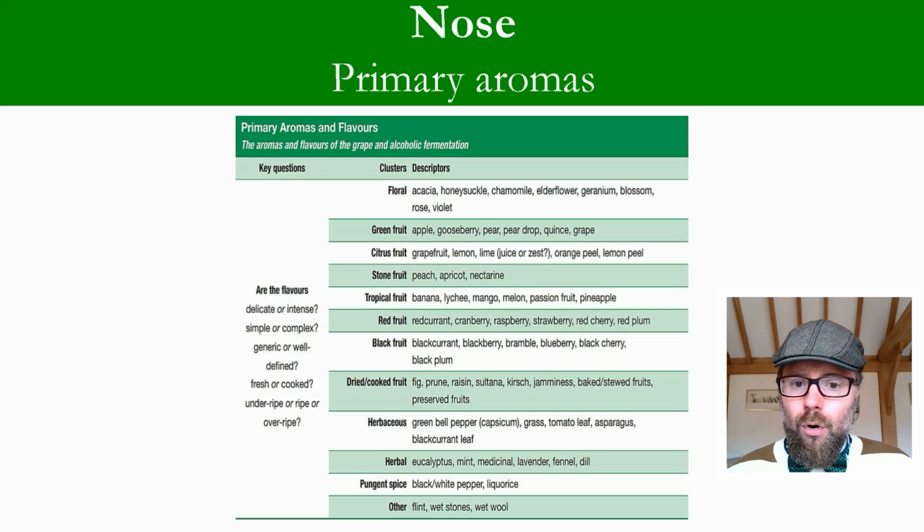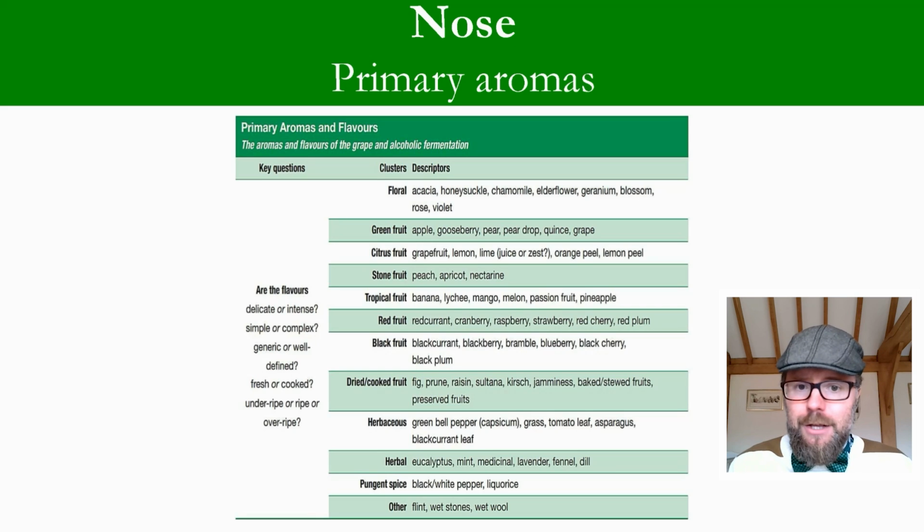We then list the 4 clusters of white wine fruits: green, citrus, stone, and tropical. We then list the 2 for red wines: red and black fruit, plus dried fruit comes after that. Then herbaceous, herbal, spice, and other. It's not completely black and white. You can get white fruits like banana in a red wine. It is possible, but typically you find the four, green, citrus, stone, tropical, for white wines, and then red fruit, black fruit, dried fruit for reds.